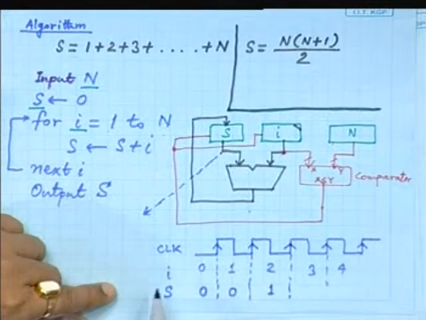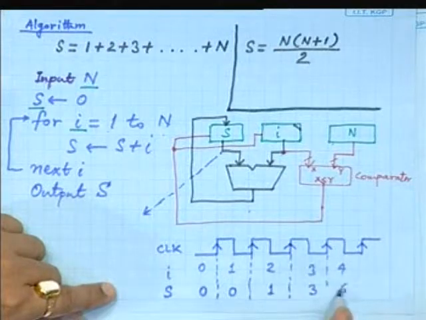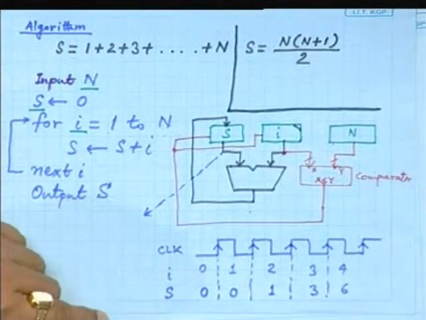Now 2 and 1, that is, these are the values of I and S, the result is 3. So 3 will be stored in S and so on, 3 plus 3 is 6. So in that way the computation will progress.